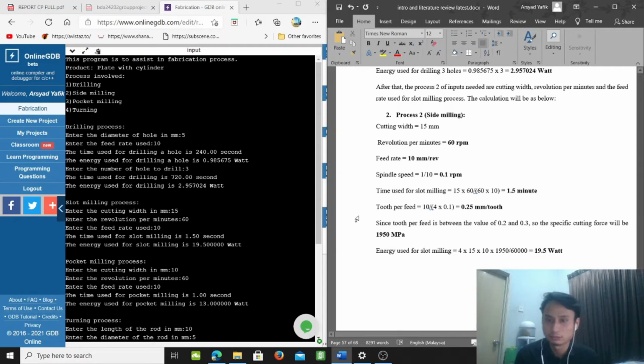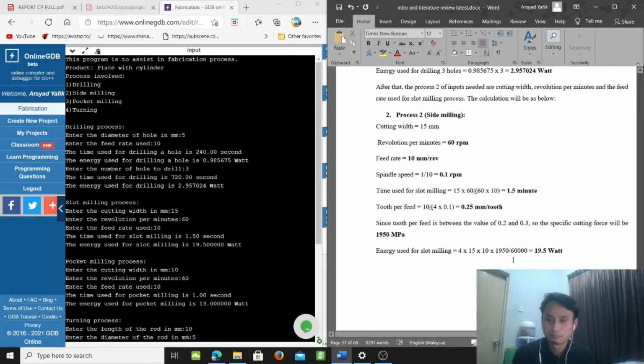So how do you get that? On the right side, the feed per tooth is 10 divided by 4 times 0.1, which gives 0.25 millimeter per tooth. So the feed per tooth is between the values of 0.2 and 0.3, and the specific cutting force will be 1915 megapascal.